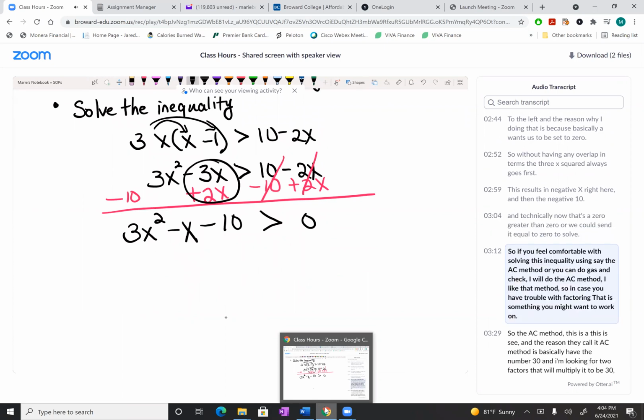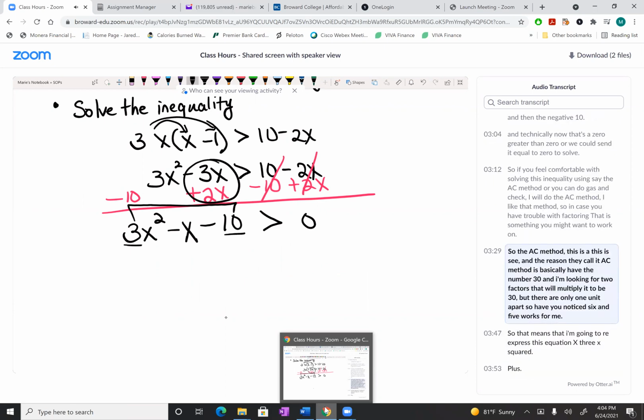So if you feel comfortable with solving this using, say, the AC method, or you can do guess and check, I would do the AC method. I like that method. In case you have trouble with factoring, that is something you might want to work on. So the AC method, this is A, this is C, and the reason they call it the AC method is basically I have the number 30 and I'm looking for 2 factors that multiply to 30 but are only 1 unit apart. So if you notice, 6 and 5 works for me.